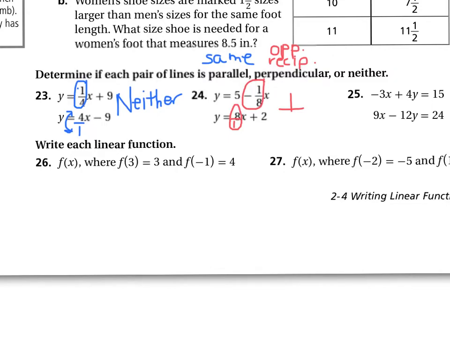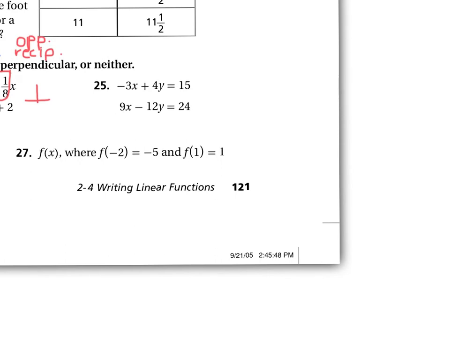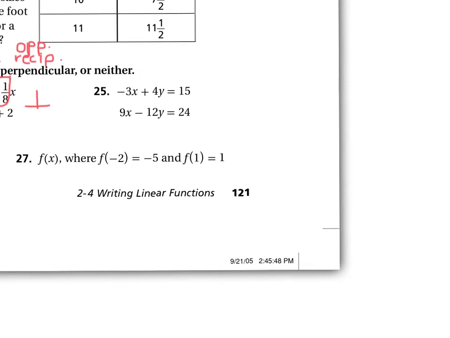When we look at 25, it looks like we're going to have to rearrange so that they are both in y equals form. So the first one, we'll add 3x to the other side, and we'll get 4y equals 3x plus 15. Then we'll have to divide everything by 4, and our slope for that line will be 3/4.